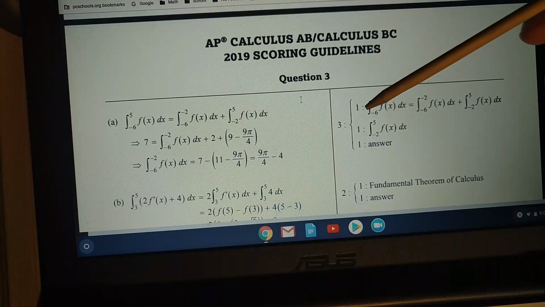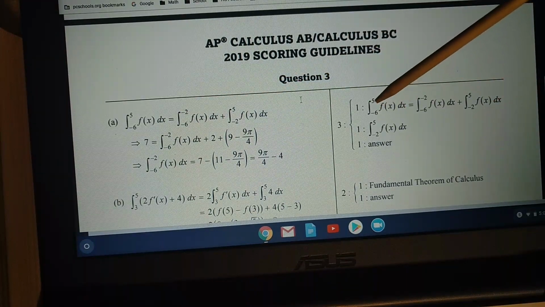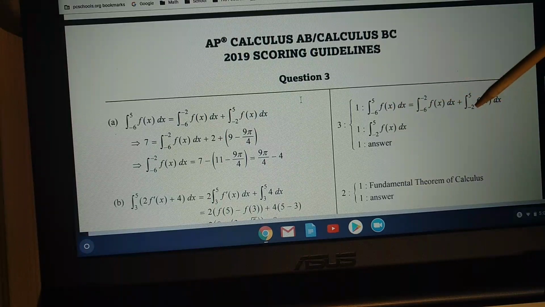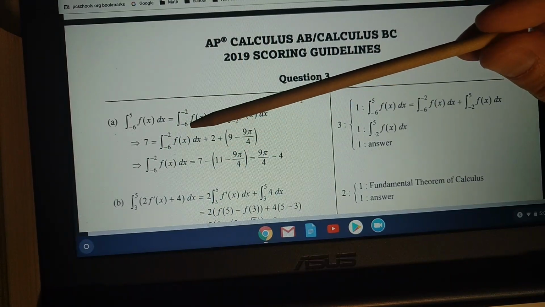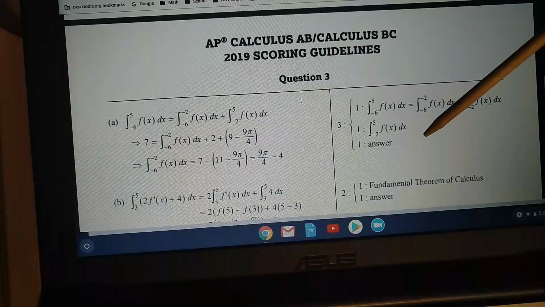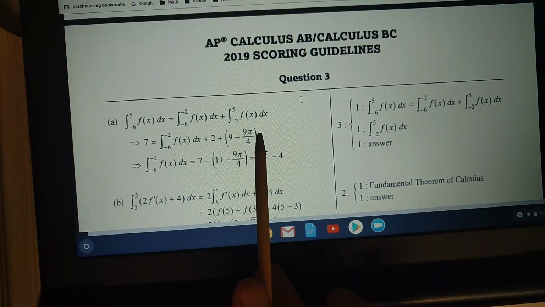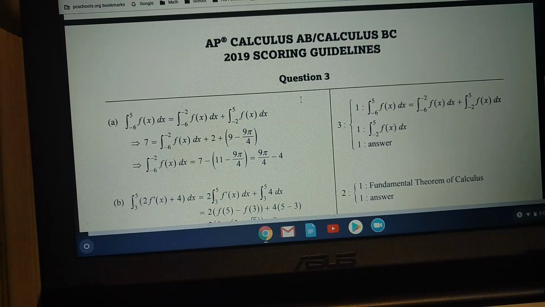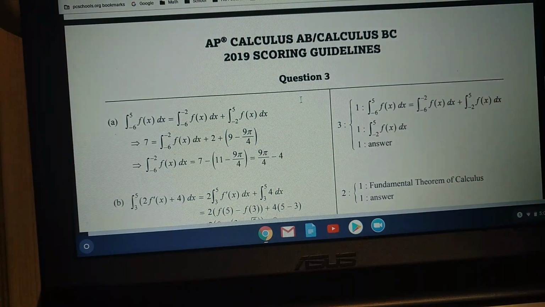All right. So what we see here is that we've got the 1 point for getting this correct expression, that the integral from -6 to 5 of f of x dx is the integral from -6 to -2, and then from -2 to 5. So 1 point for making that connection there, that this is equal to this. 1 point for finding the value of the integral from -2 to 5 of f of x dx. Getting that value, we can see, is this expression right here. So if you got that, 2 plus 9 minus 9 pi over 4, that got you an extra point. And then finally, if you did the answer all correctly there, you could have left it like this, or you could have written it as 9 pi over 4 minus 4. That got you your third point.